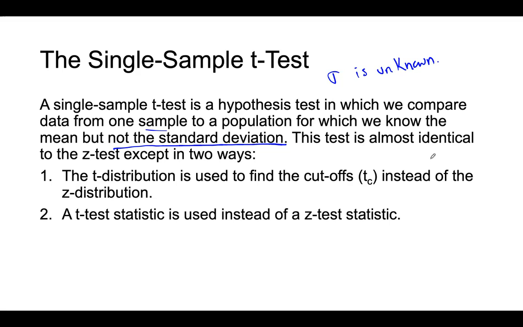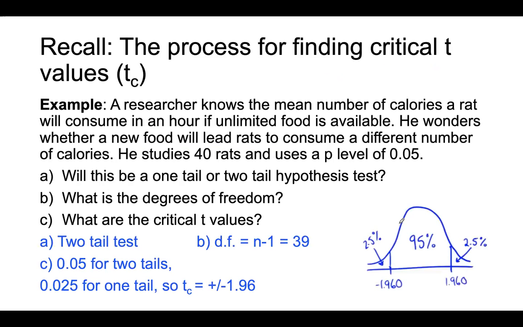This test is almost identical to the Z test, except in two ways. The t distribution is used to find the cutoffs. So instead of Z, we have t subscript c, and this is that critical cutoff region. We use this instead of the Z distribution, so we look this up in the t table. And a t-test statistic is used instead of a z-test statistic. So let's recall the process for finding the critical t-values.